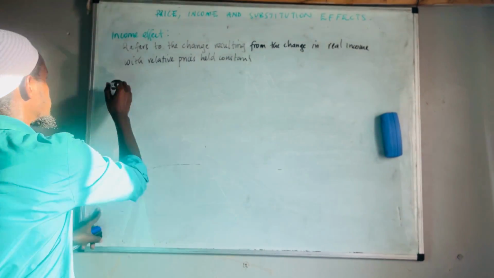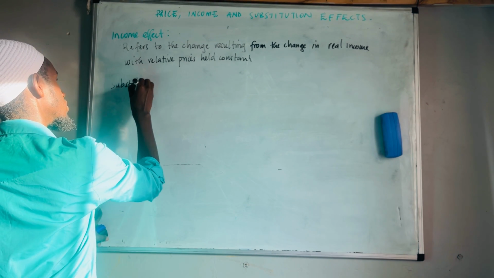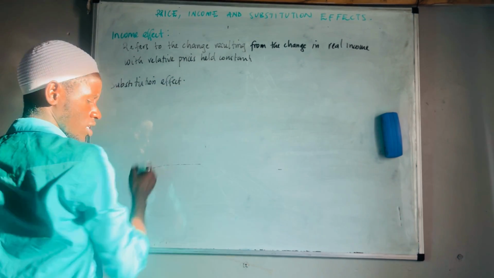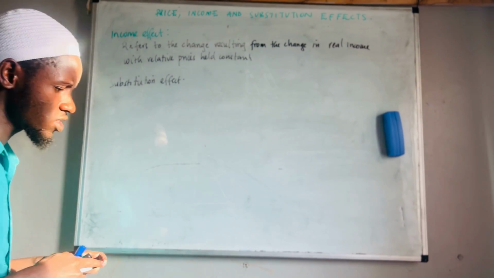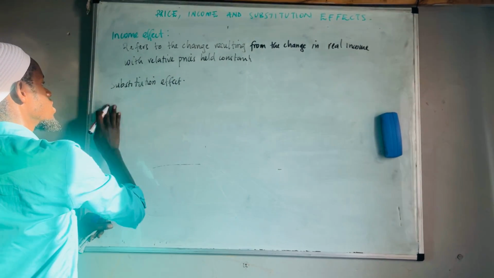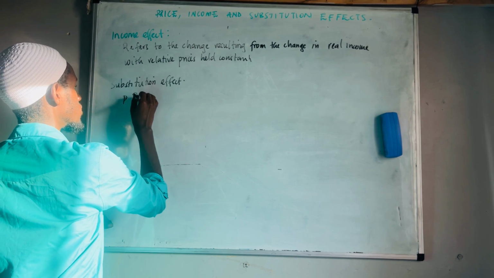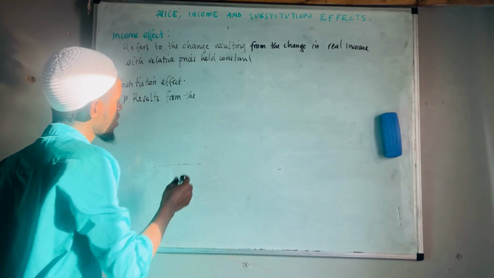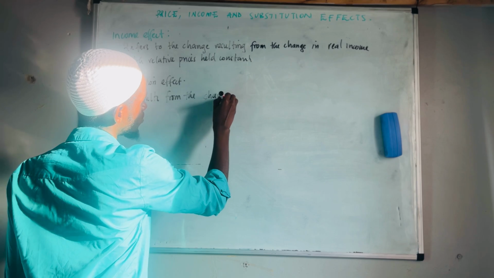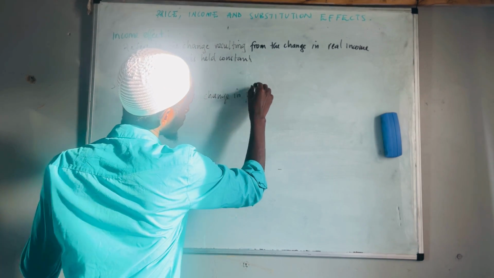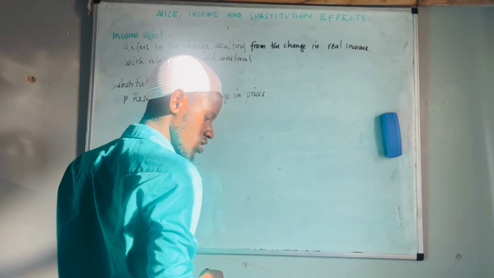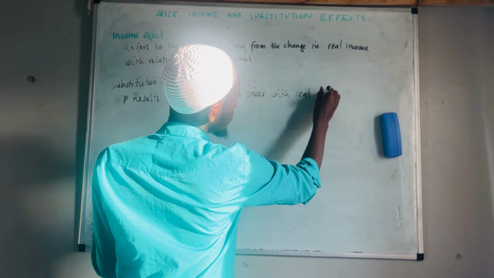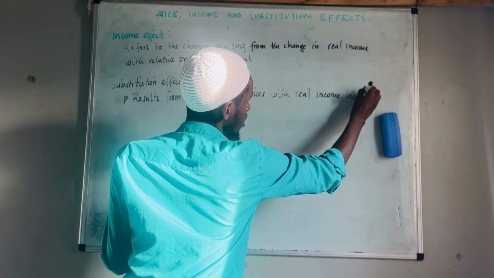And then the substitution effect. This results from a change in prices with real income held constant. It refers to the change resulting from the change in prices, with real income held constant.